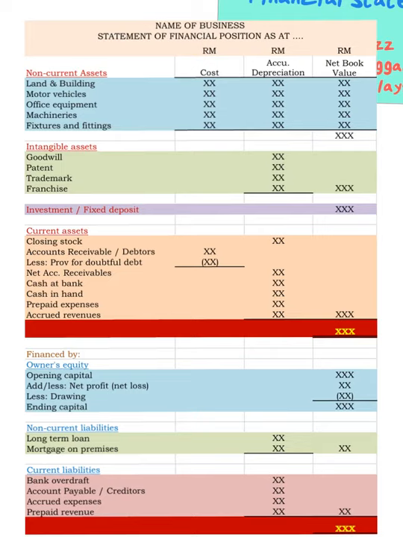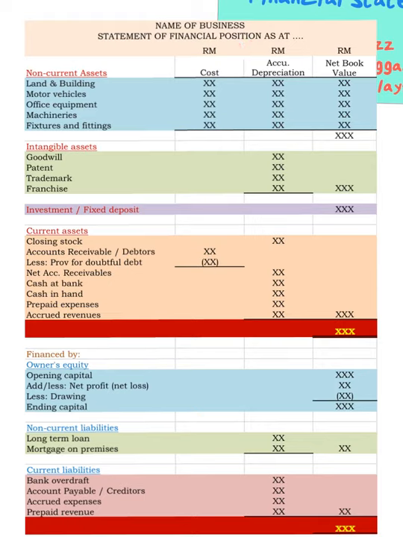Remember that in our statement of profit or loss, we have the expenses, we also have the revenue. So there are still other three groups of accounts, which are assets, owner's equity, and also liabilities. So this is where the other three groups appear in the statement of financial position. Okay, so we start our statement of financial position with the assets.